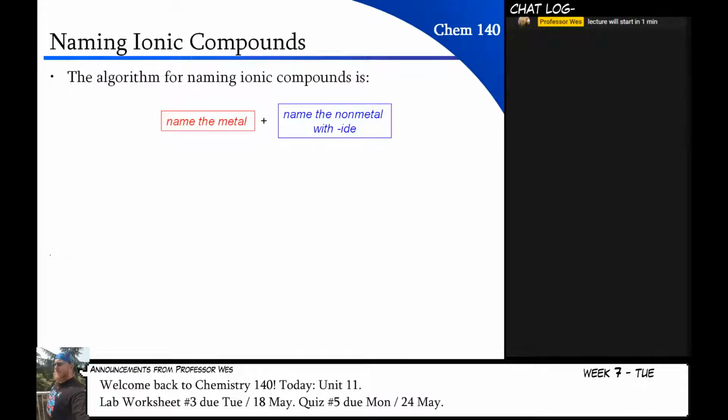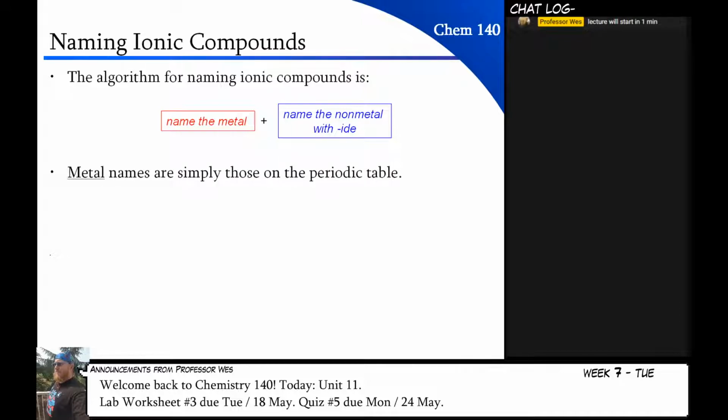I'm going to put the scheme on the board here. That seems really trivial, and to some extent it is, but as we talk about the minutiae, you'll see where the detail comes in. So, name the metal. Okay, yeah, we have a periodic table handy. We can do that. Name the nonmetal with ide. Okay, that's probably not so hard. So let's go over each of these steps one at a time, just in case you aren't familiar with them, because there are some nuances that are going to surprise people, I'm sure.